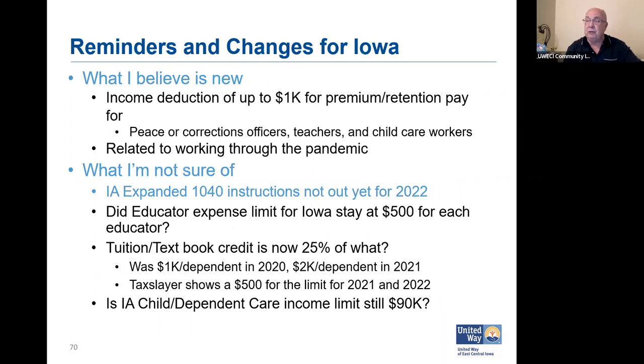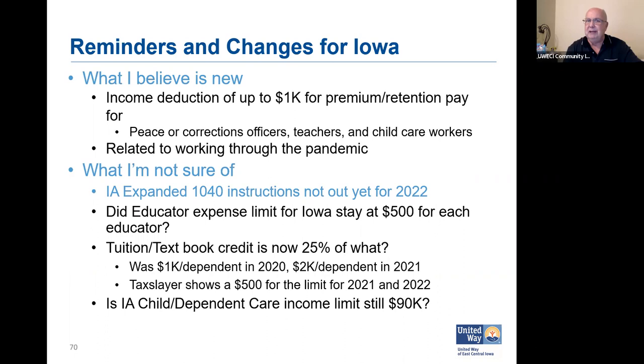What I think is new for 2022, during the pandemic, they authorized a $1,000 premium, that's called either premium or retention pay benefit, for peace officers, correction officers, teachers, and child care workers. That $1,000 can be deducted from their income. And it's related to them working through the pandemic. They qualified. So I don't know if I want to add a question to the intake form or just something to remember. I don't know how many folks will get to deal with this. And I do not see anywhere right now in TaxLayer. I'll have to investigate more in TaxLayer about how we would handle that.